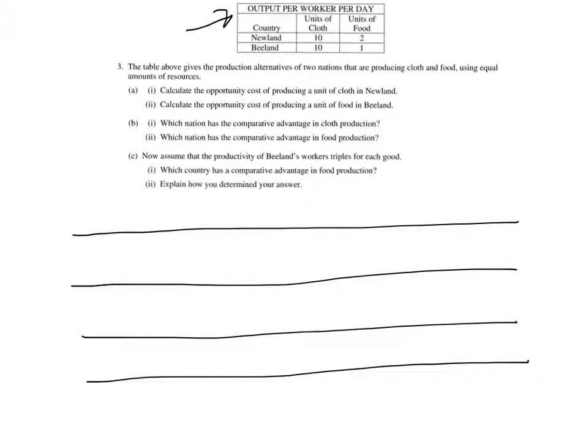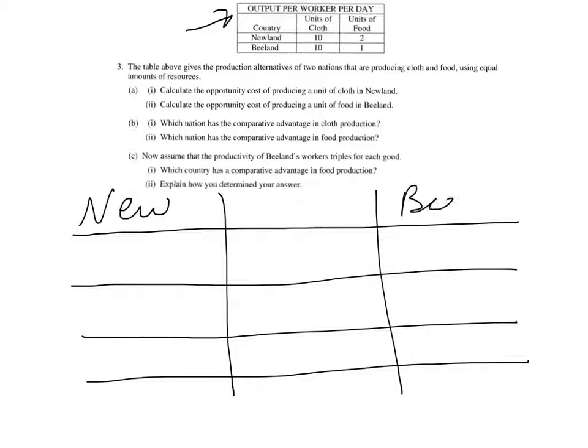All right. So I'm going to need 3 columns here. So here's Newland, and here's Beeland. Newland can produce with the same amount of resources, using equal resources, because this is an output problem, 10 units of cloth, or 2 units of food.